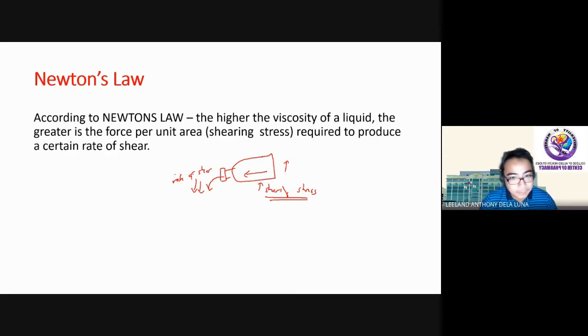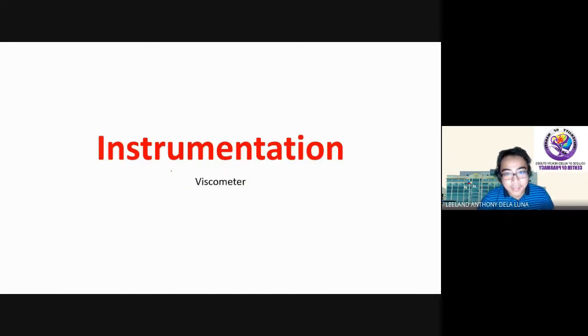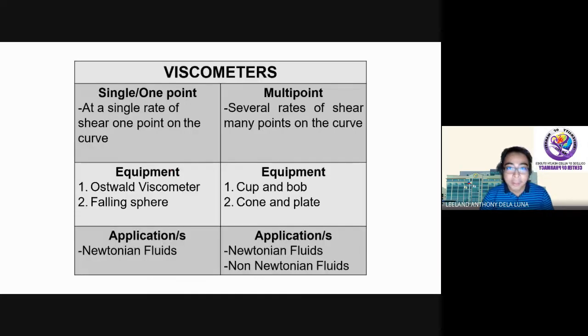So are we good, class? Pag sinabi natin yung rate of shear, yung agitation na ibibigay natin para mag-flow out yung ating fluid. So what are some of the instruments, class, used to measure viscosity? We have what we call the viscometer. Viscometers, class, come in two forms. Merong single or one-point viscometer, and then we have the multi-point viscometer.